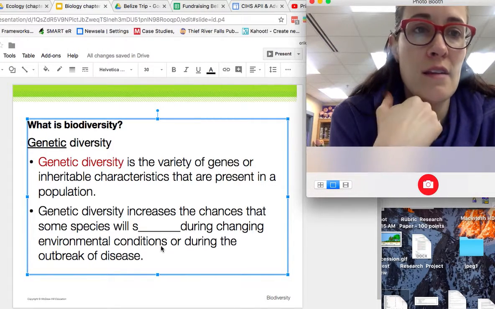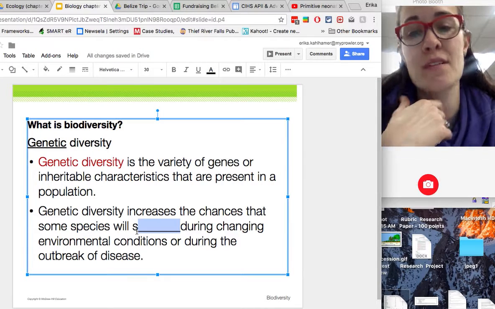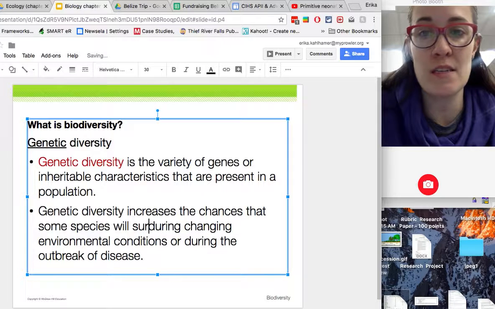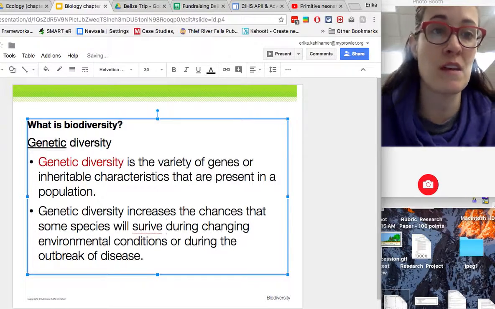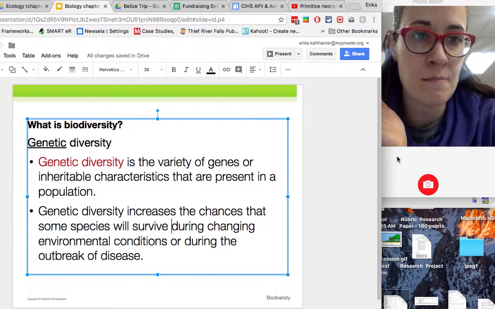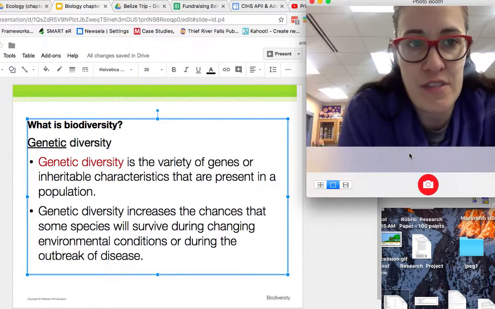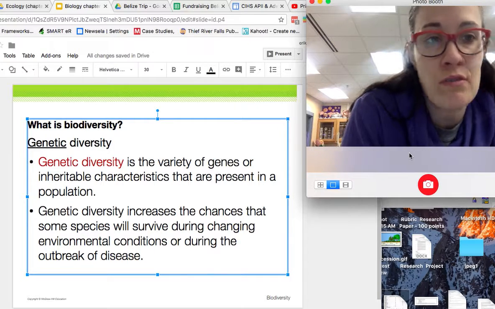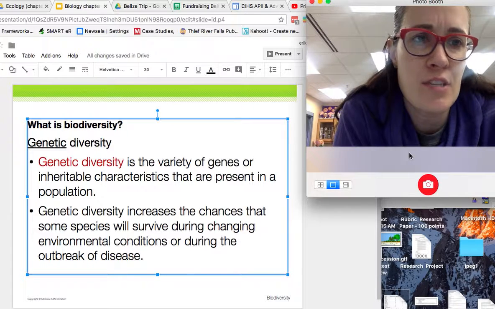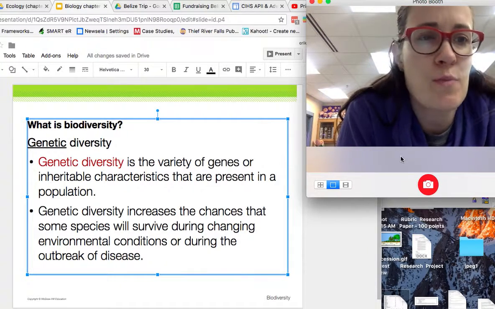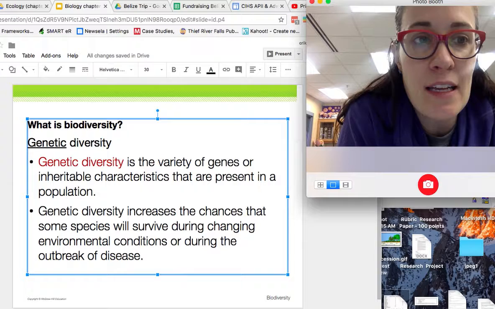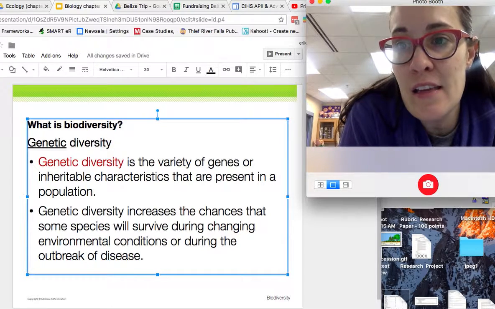What genetic diversity ensures or promises is that it increases the chances that some species or some individuals will survive during environmental conditions or during an outbreak of disease. It makes us different in genetic diversity. Some people will survive certain illnesses. Some people will not. Some people will survive different conditions. Some people will not. This goes with all animals, all plants. So if it's a more diverse population genetically, they have better odds of surviving these different factors.